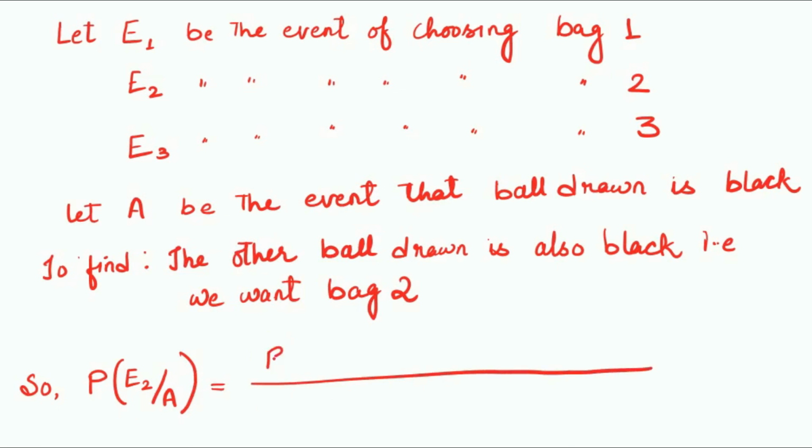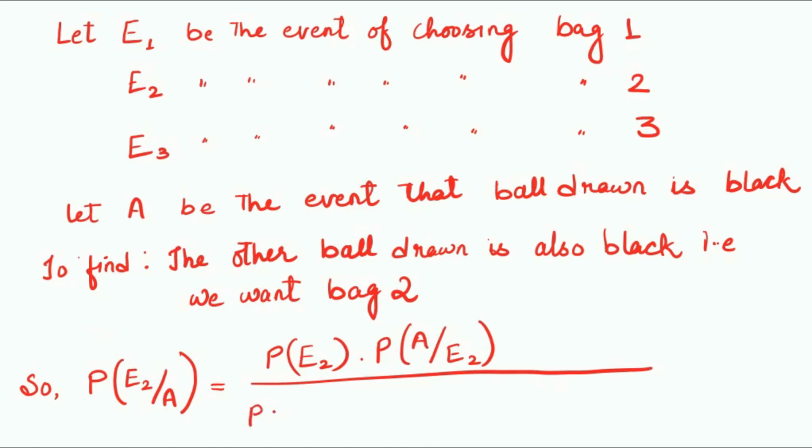So what is the probability favoring bag 2? That is the probability of bag 2 multiplied by the probability of getting a black ball from E2. This you will write like this, E2 intersection A, right? So from that I have written this. You can clearly get to this if you have watched the previous video. Total probability, how do we write total probability?